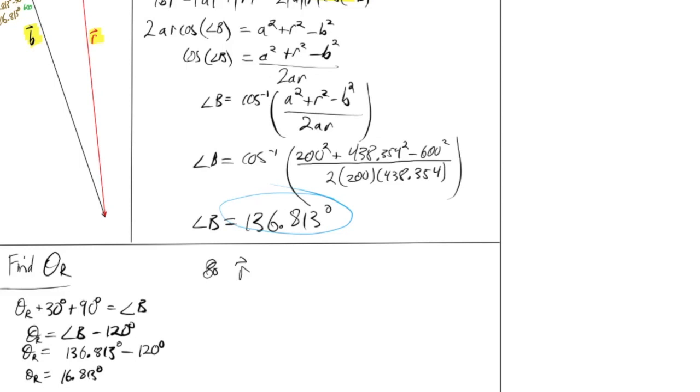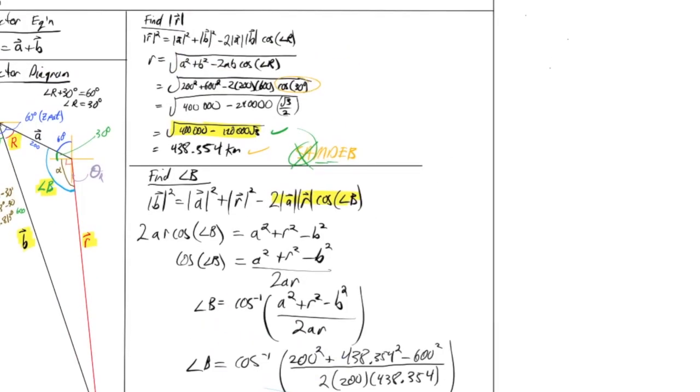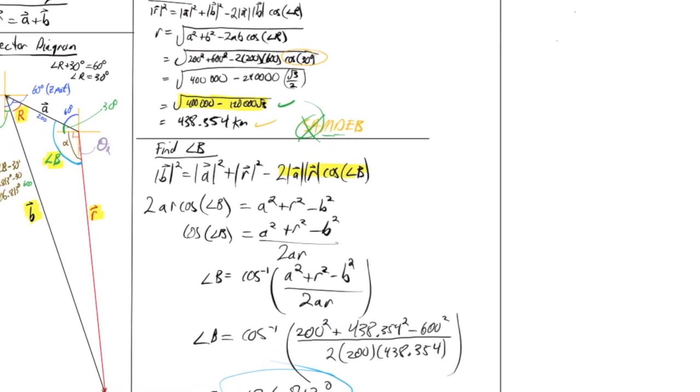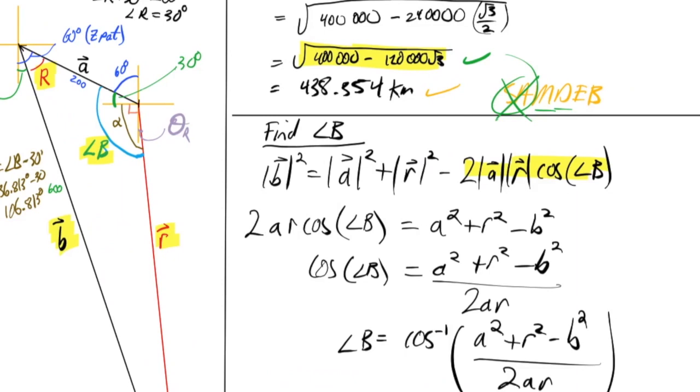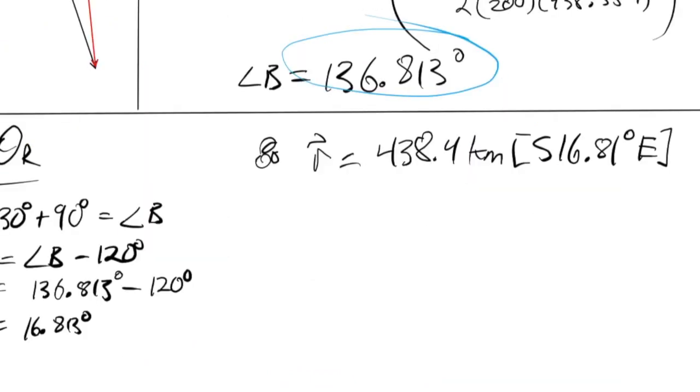All right, now let's do our concluding statement. We'll start off with this notation. The resultant is equal to, rounded off to 4 sig figs, 438.4 kilometers, and that'll be south 16.81 degrees east, because it's south and then east. Of course, we need to use the right notation, the displacement notation. That's what we're doing here.